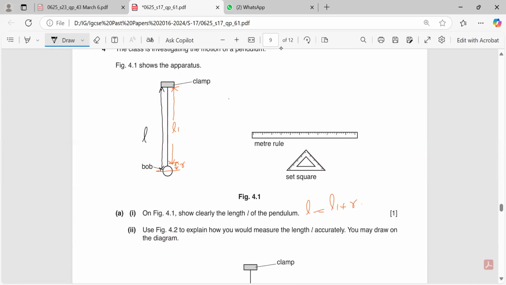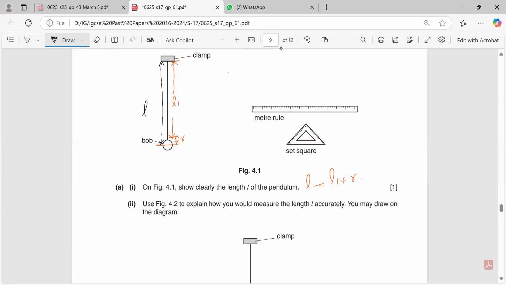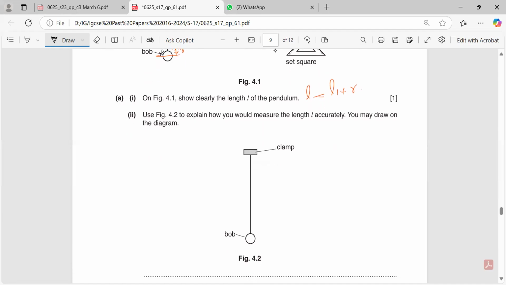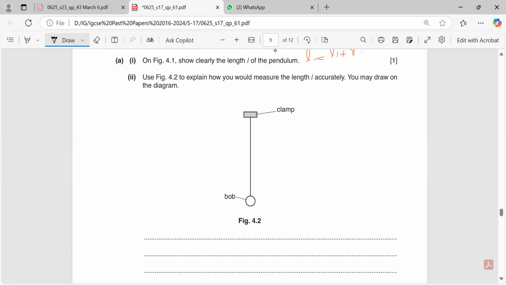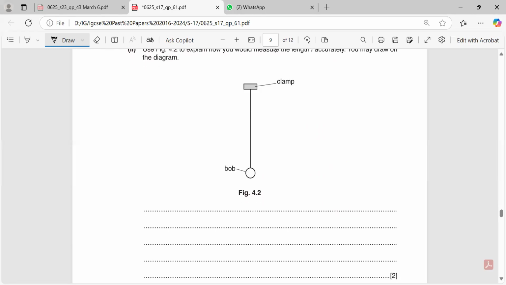Now use figure 4.2 to explain how you would measure the length L accurately. You may draw diagram on this. No need to draw the diagram. We can say that keep the ruler close to the pendulum and measure from the bottom of the clamp.